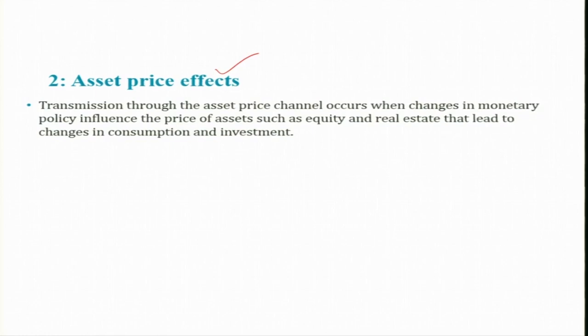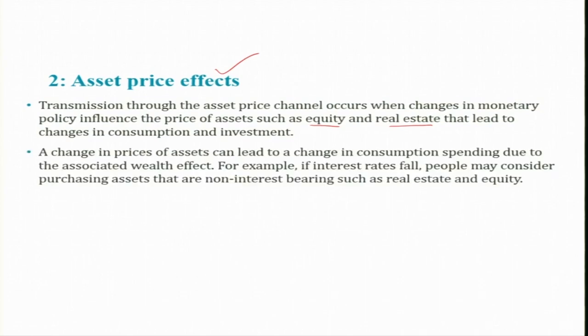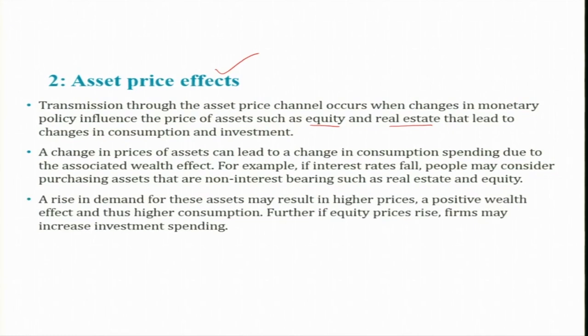About the asset price channel: monetary policy transmission happens through the asset price channel when changes in monetary policy influence the price of assets such as equity and real estate, which lead to changes in consumption and investment. A change in the price of assets can lead to a change in consumption spending due to the associated wealth effect. For example, if interest rates fall, people may consider purchasing assets that are non-interest bearing, such as real estate and equity. Further, a rise in demand for these assets may result in higher prices, a positive wealth effect, and thus higher consumption. Further, if equity prices rise, firms may increase investment spending.